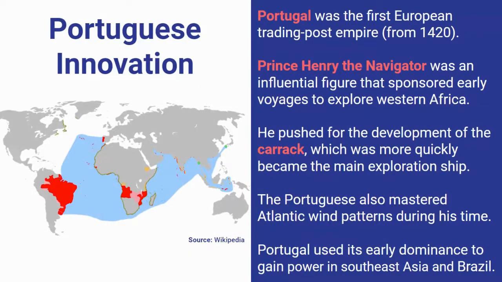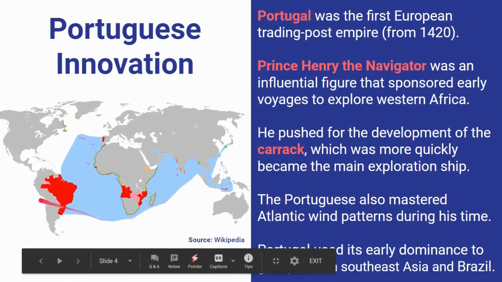One thing the Portuguese were able to do beyond being the first to have the Carrack was also that they were the first to start mastering the wind patterns in the Atlantic Ocean, and this gave them an advantage that they used to gain early dominance, not only in South Asia, but then also in Brazil, and also really into South Central Africa.